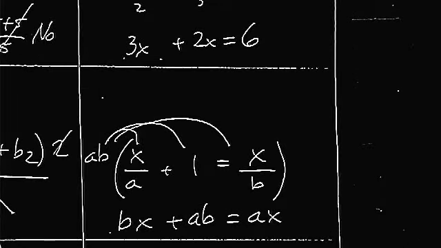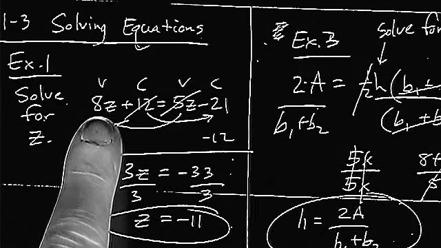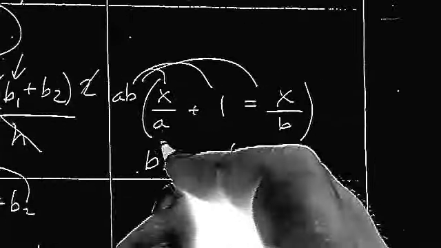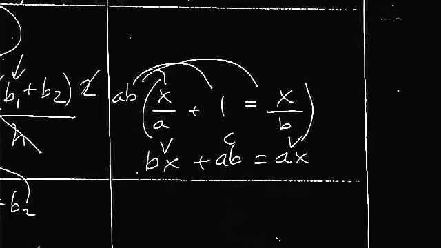Remember I asked you a while back, what's a variable term, what's a constant term? Well, it was pretty easy from the first example to see that a variable term had the letter that you were trying to solve. Well, in this particular example, this is a variable term and this is a variable term because both of them have the x in them. But this one right here is called a constant term because it does not have an x.